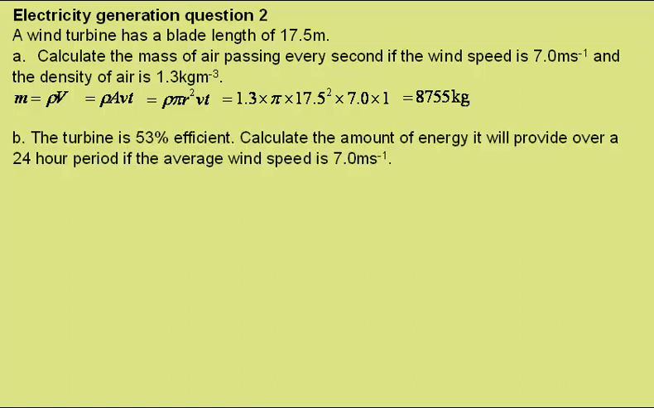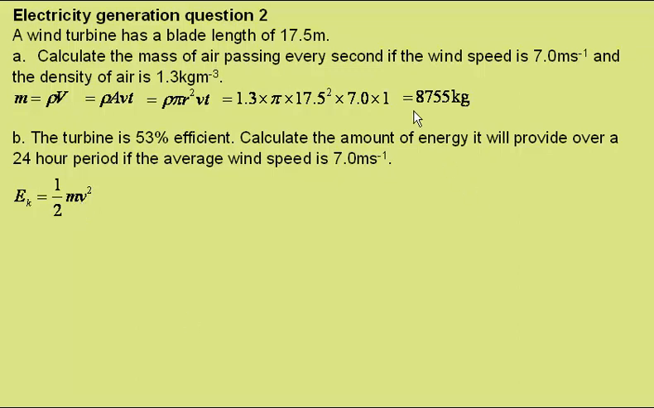Part B. The turbine is 53% efficient. Calculate the amount of energy it will provide over a 24-hour period if the average wind speed is 7.0 meters per second. Well, for this we can work out the kinetic energy of the air that will pass through, and the kinetic energy is equal to half multiplied by the mass multiplied by the speed squared.